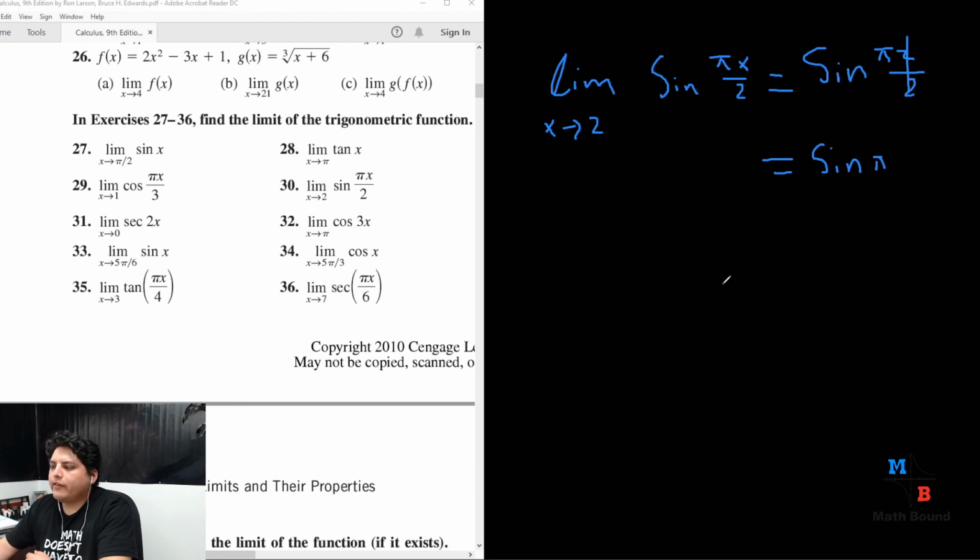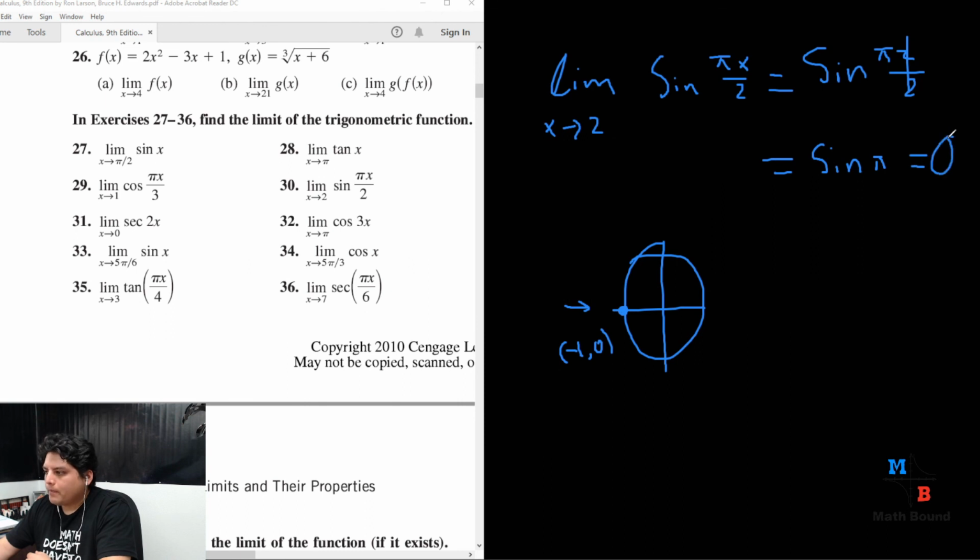So the sine of pi, they're talking to you about the y component, where you're at on the circle at pi. Pi is right here. This point right here is (-1, 0). The y component is 0, therefore sine of pi is just equal to 0.